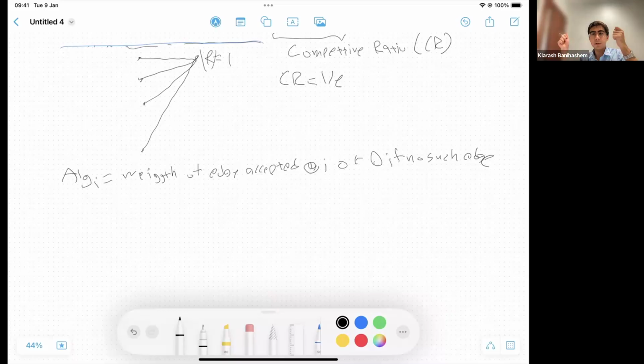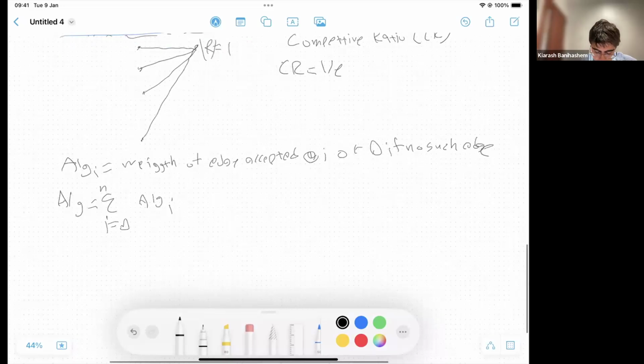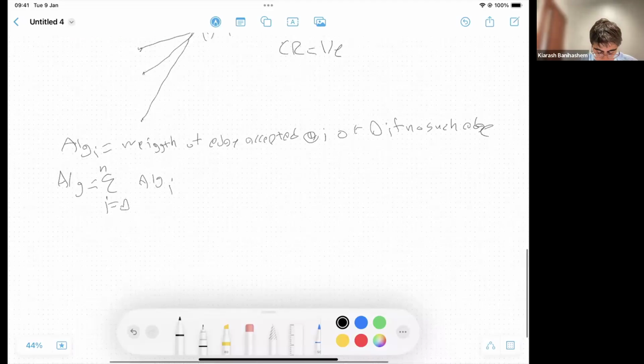What is the final set I have? It's going to be the union of the edges accepted at different times. So alg is always going to be the sum over all I of, I can sum from 1 to n, or from 0 to n, oh, sorry, I haven't mentioned the algorithm yet. Sorry, I forgot. Let me mention the algorithm first.